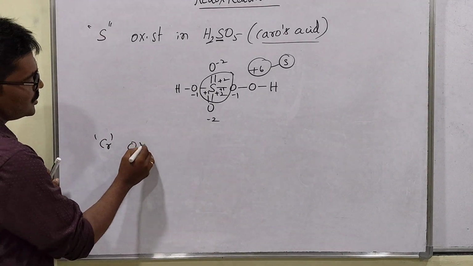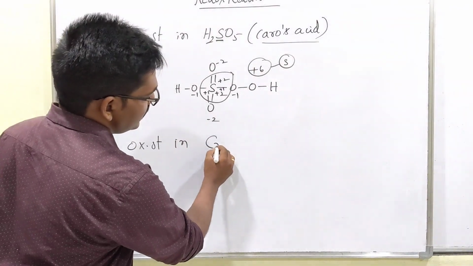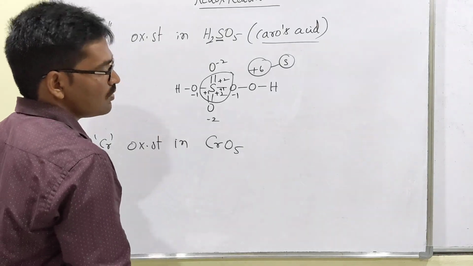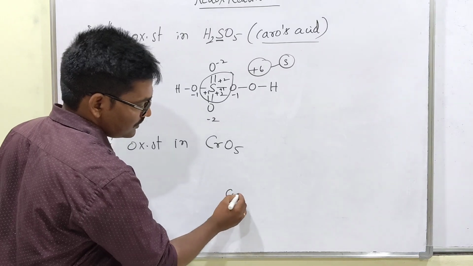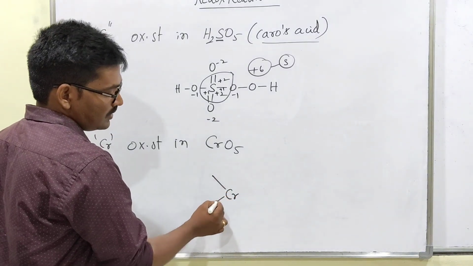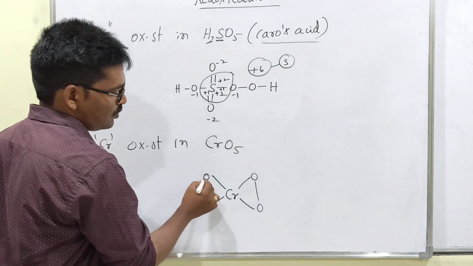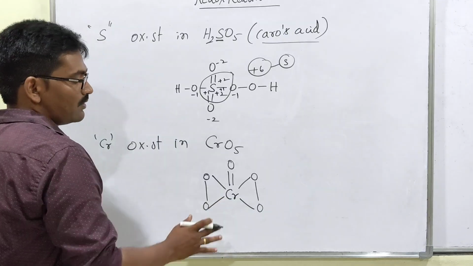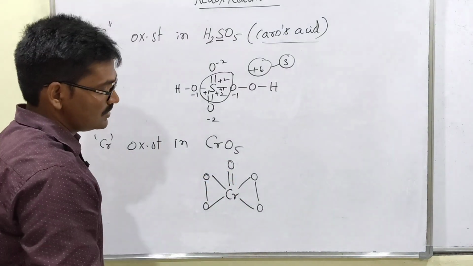Chromium oxidation state in CrO5. This structure is actually the butterfly structure: O bond O, like this, then double bond O. So it's a butterfly structure. These two are wings, and this is like a head, like this.